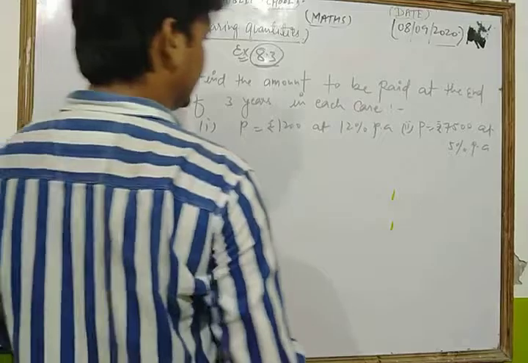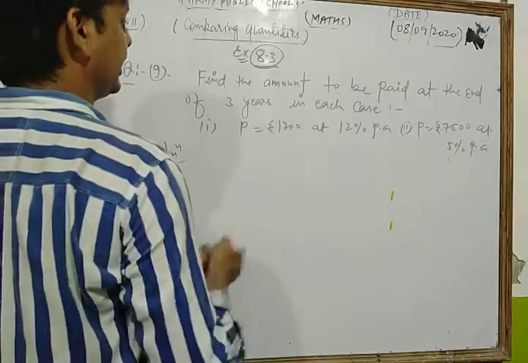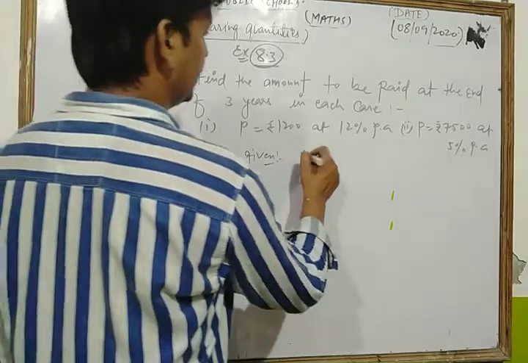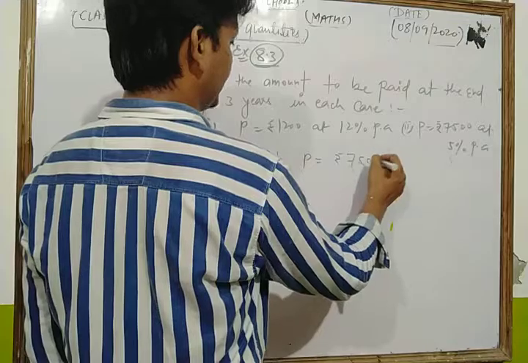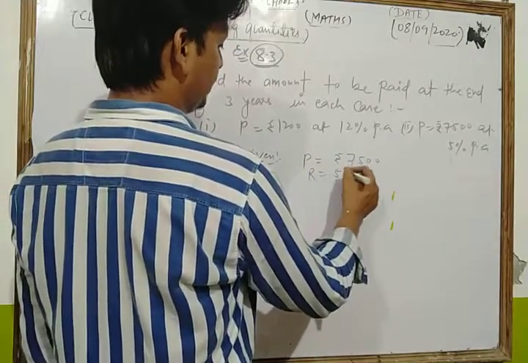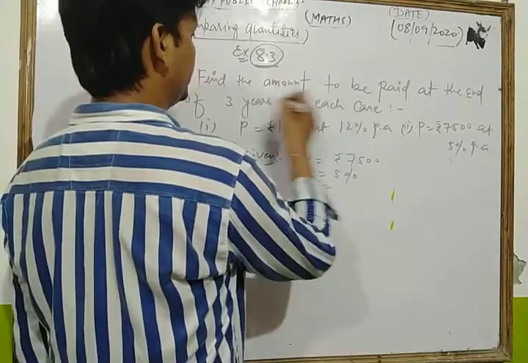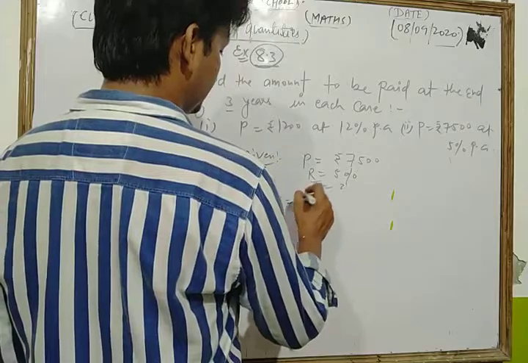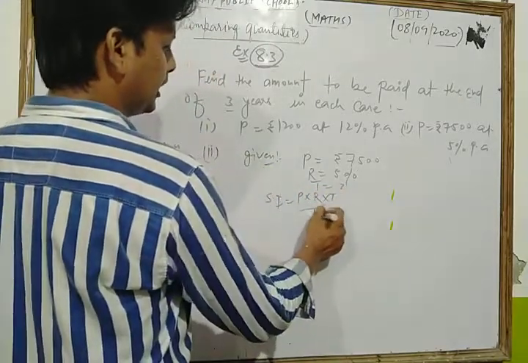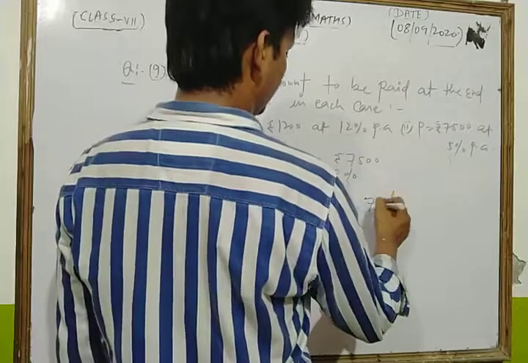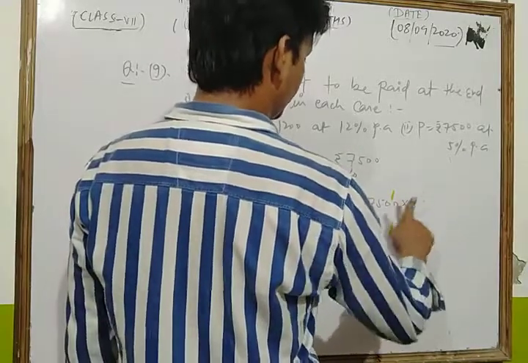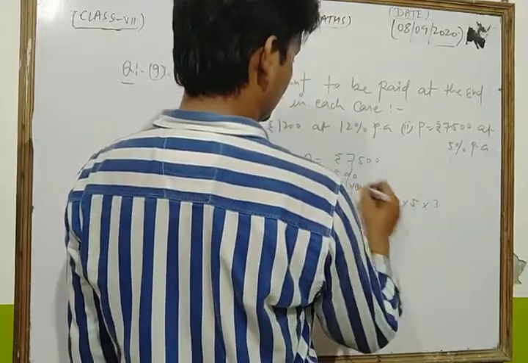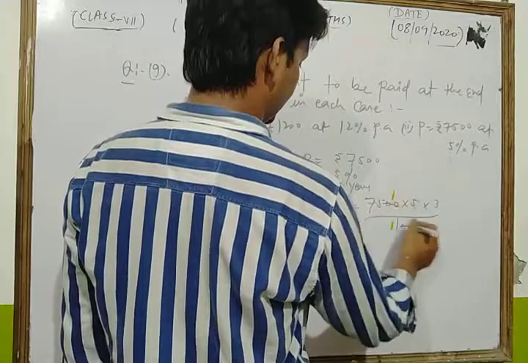In the same way, we solve the second part of the question. First of all, we write the given principal as rupees 7,500, the rate of 5%, and time at the end of 3 years. So first we find the simple interest as P into R into T by 100. P is 7,500 into R is 5 into T is 3 years upon 100. Now look, the 100 and 00 cancel to each other.